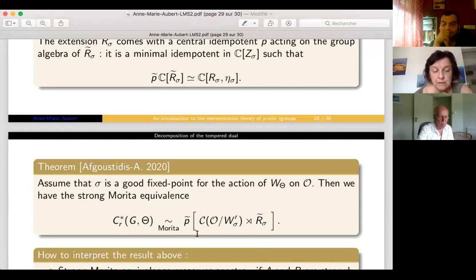Now, if you assume that sigma is a good fixed point for the action of W theta on O, then we get a strong Morita equivalence between the C-star algebra C R G theta and the image by P tilde of a cross product algebra of O mod the Y part of the group, so W prime sigma, semi-direct product with R sigma tilde.